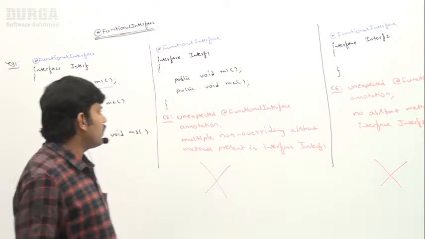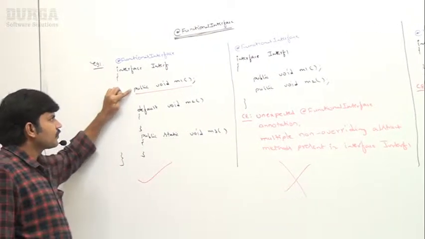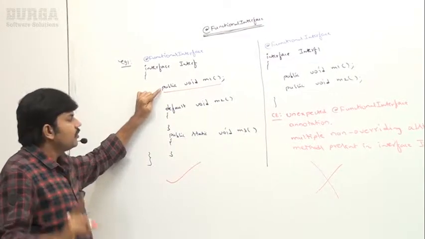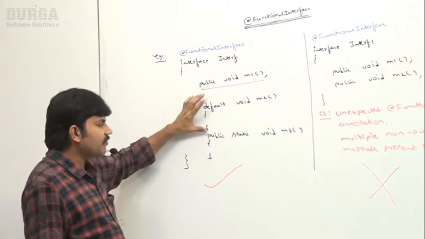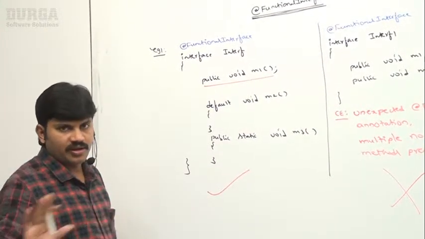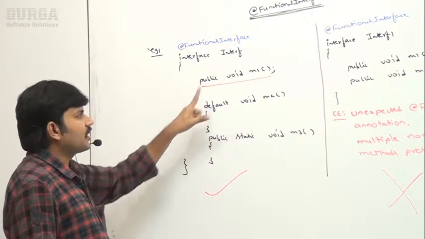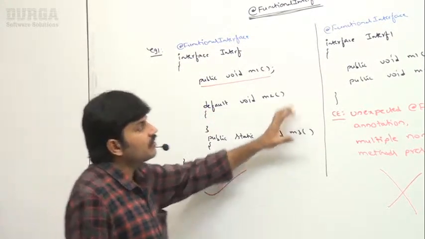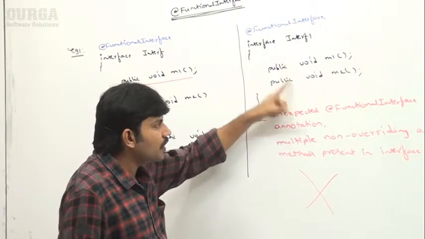Sir, here in the first example, how many abstract methods are there? A single abstract method. Whether we have any number of default and static methods, we are not required to worry. This interface contains only one abstract method. That's why it is valid. But this interface contains two abstract methods.